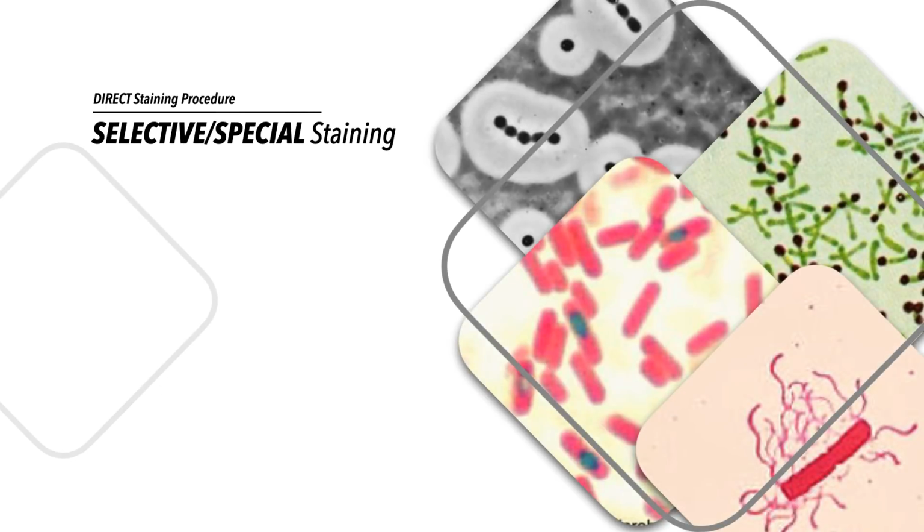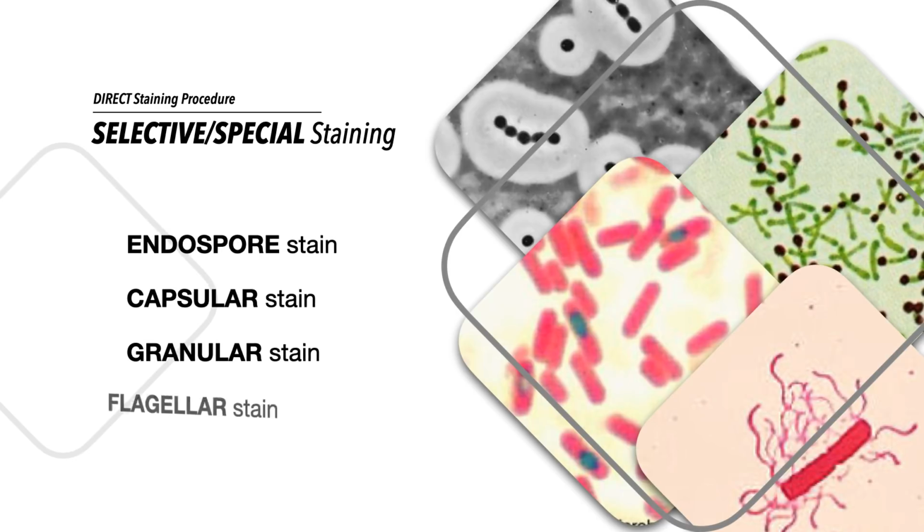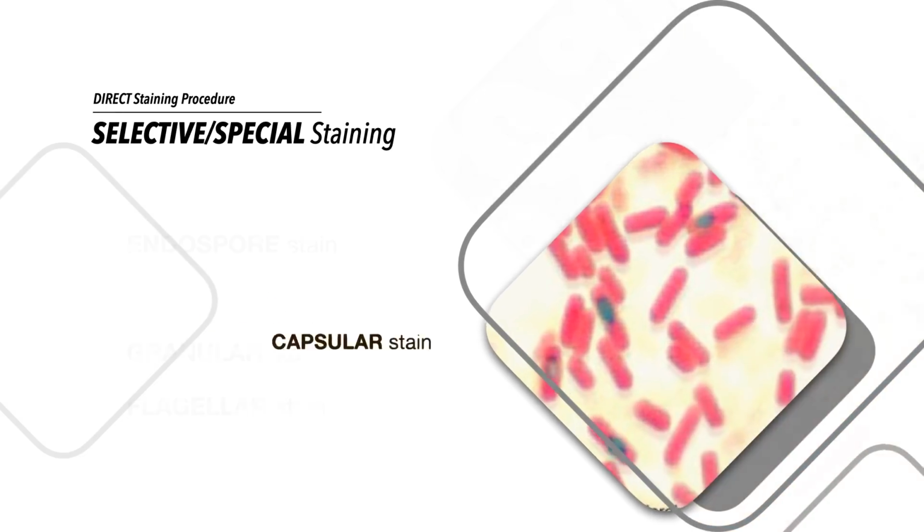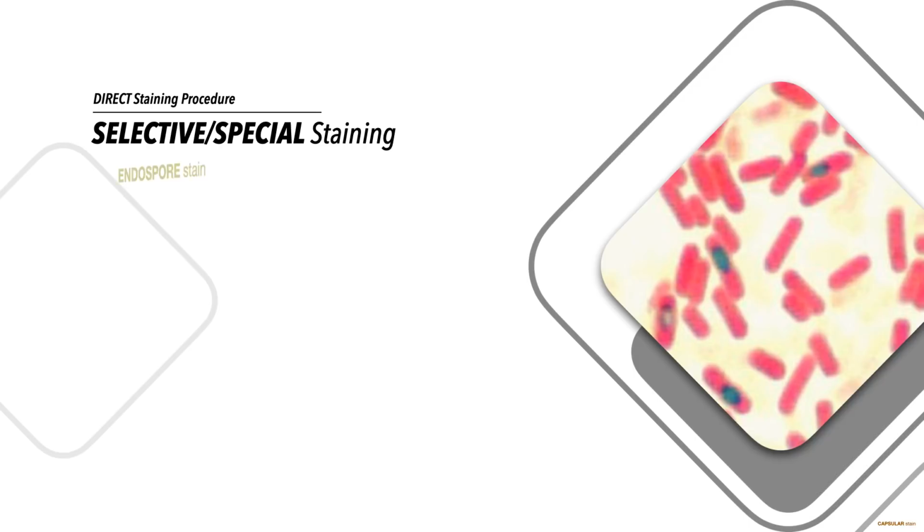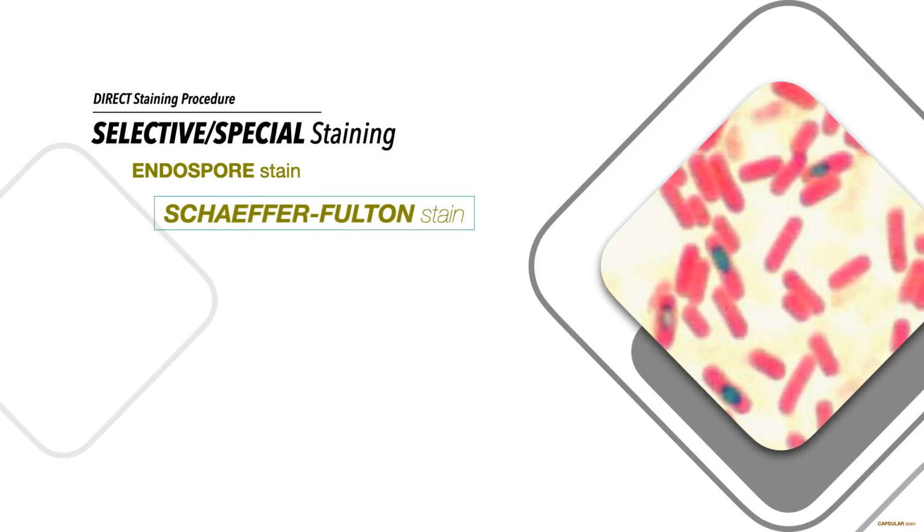Now, let's move on to a much more complex type of staining, and that is your selective or special stain. Since we have different structures, we also have different types of stain. We'll focus on the endospore stain, capsular stain, granular stain, and flagellar stain, respectively. Let's start first with your endospore stain. For this procedure, we have a specific name, and that is the Schaefer-Fulton stain or Schaefer-Fulton method.